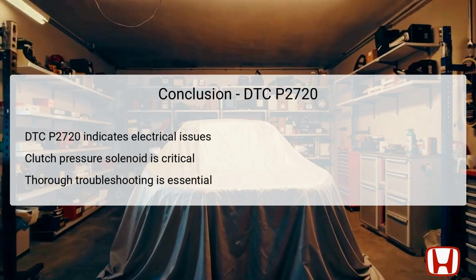In conclusion, DTC P2720 serves as a vital indicator of electrical issues affecting the AT clutch pressure control solenoid valve D. Understanding that this code is rooted in an electrical fault rather than mechanical failure guides technicians in their approach to diagnose and resolve the problem efficiently.